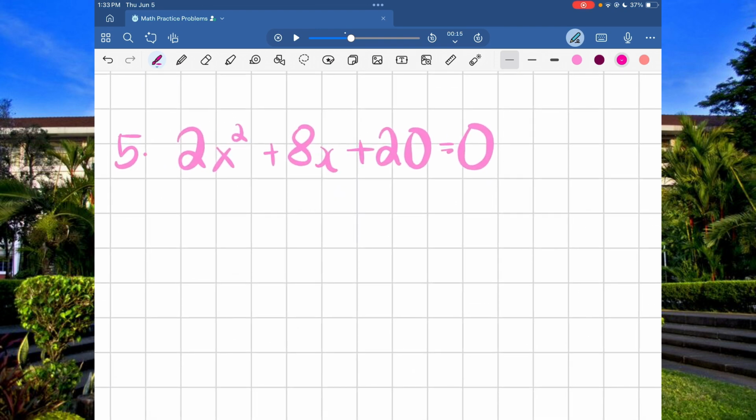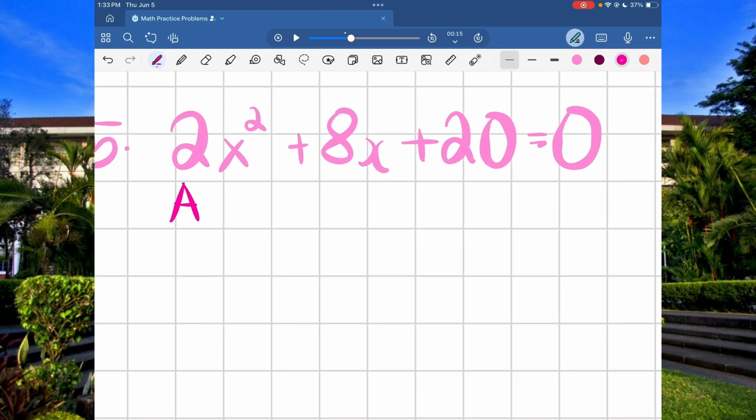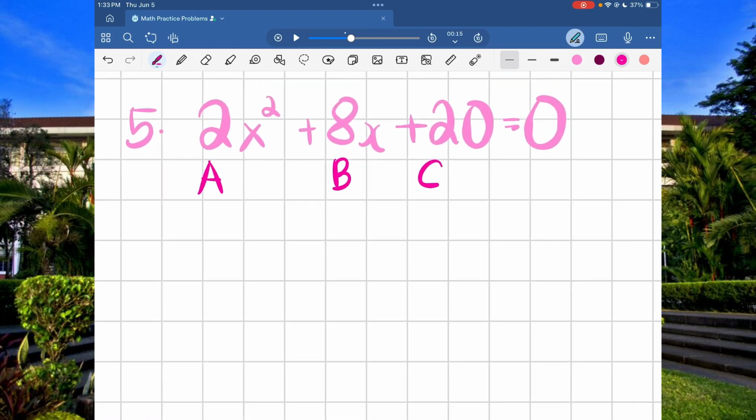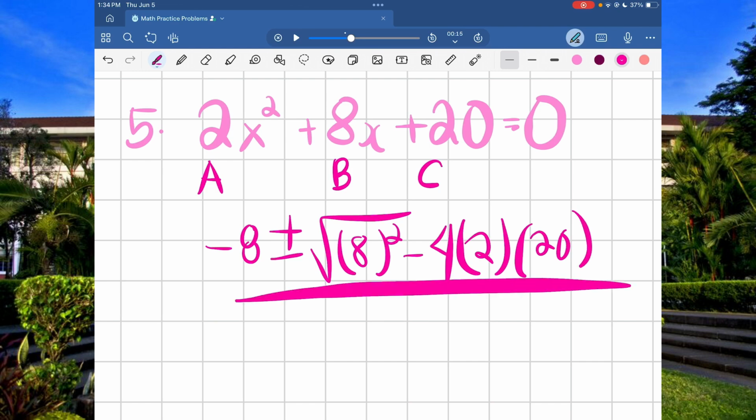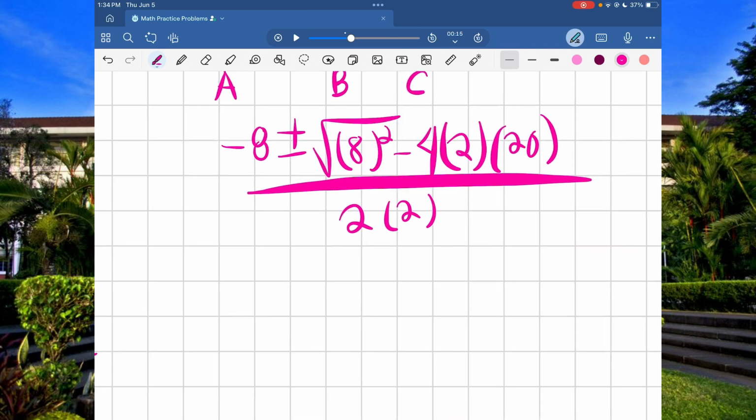Next, we also have this right here. 2x squared plus 8x plus 20 is equal to 0. So we're gonna do what we did earlier. This is A, B, and C. Always remember the formula. So we're gonna substitute negative B. This is -8 plus or minus square root of 8 squared minus 4, A is 2 and C is 20, divided by 2A, A is 2 also. So simplify.